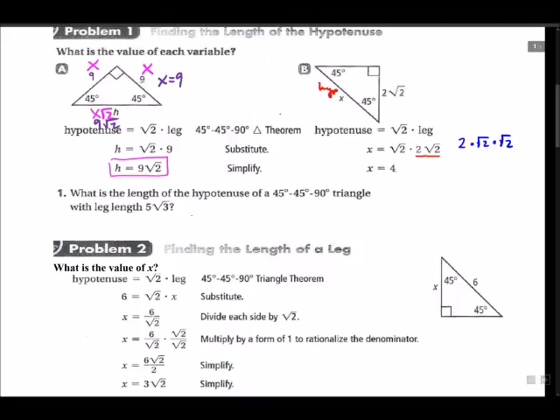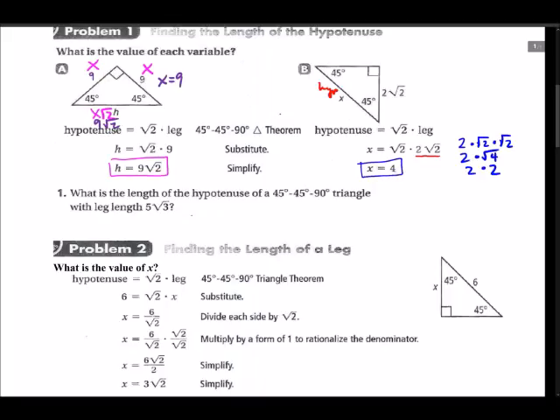I just rearranged. And what is the square root of 2 times the square root of 2? That's 2 times the square root of 4. What's the square root of 4? 2 times 2. So we find that x equals 4.